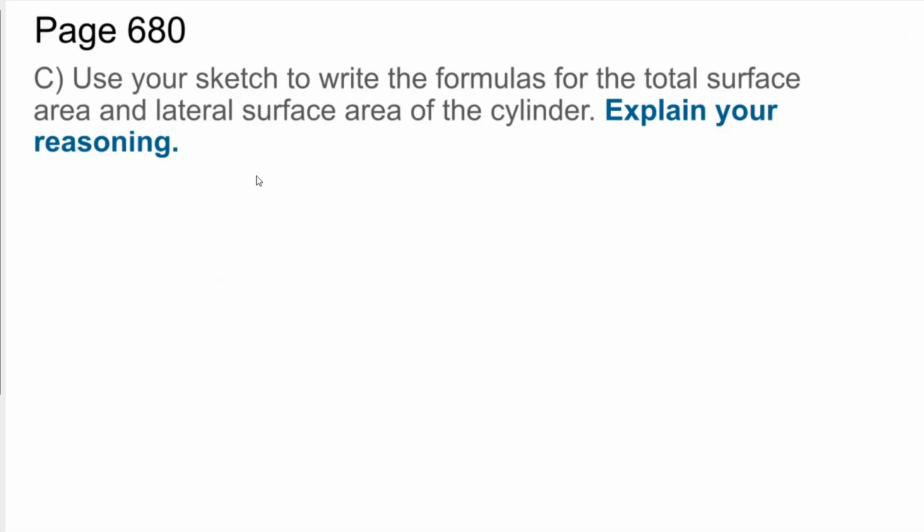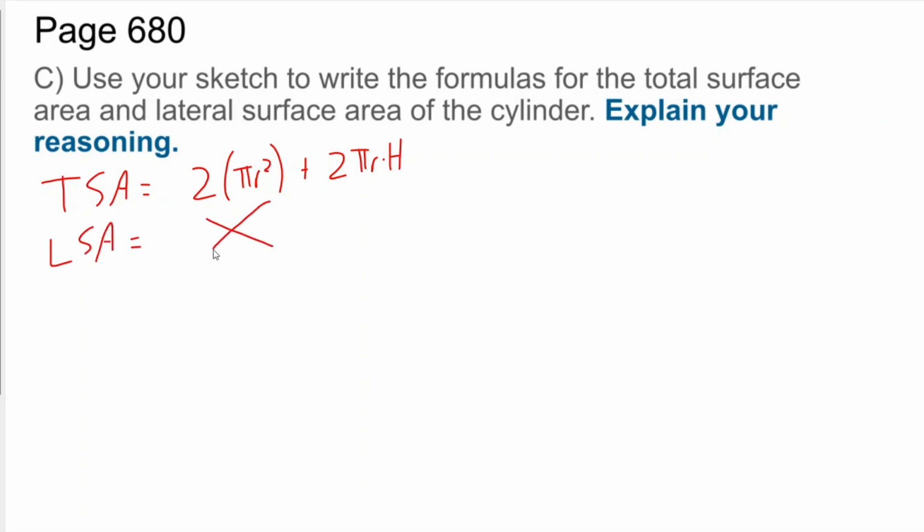Now we're going to use our sketch to write the formula for total surface area and lateral surface area. So total surface area would be 2 pi r squared plus 2 pi r times height. And my lateral surface area is going to be just, not including the top and bottom, just 2 pi r times height.